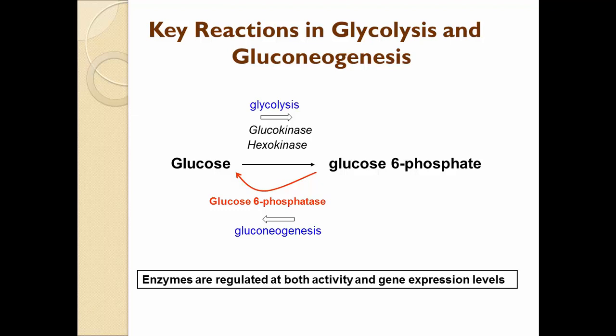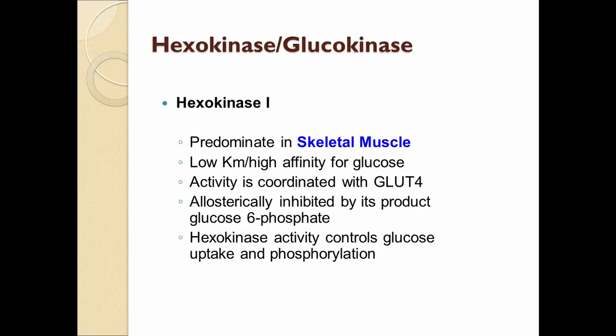The reaction is irreversible, so it requires a different enzyme to catalyze the reaction in the opposite direction. And let's talk about glucokinase or hexokinase. I mentioned before that glucokinase is predominant in the liver, right? And hexokinase in the muscle. They catalyze the same reaction, but have different tissue distribution.